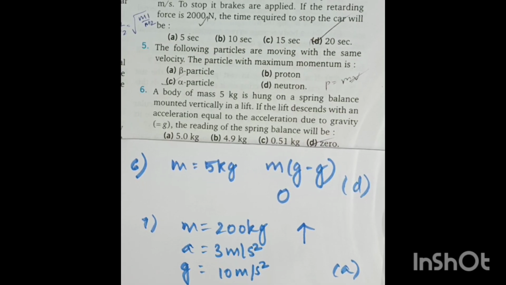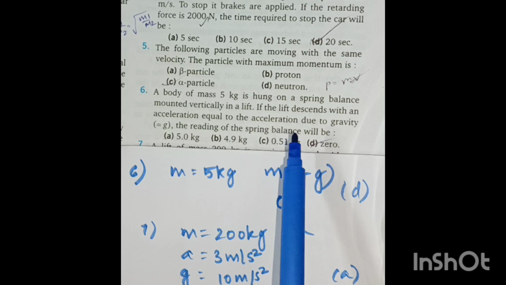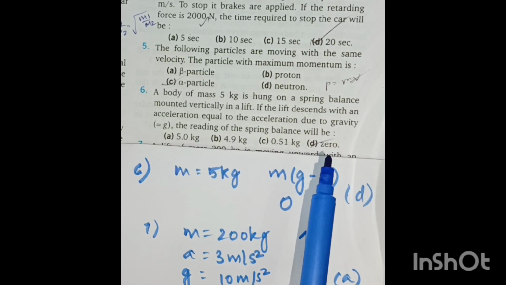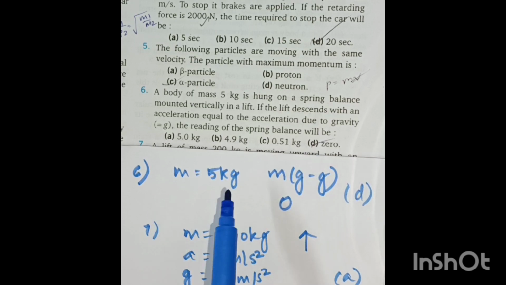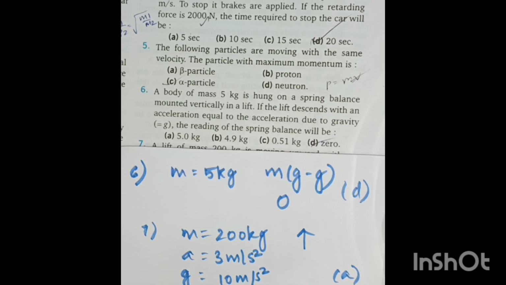Let us see the sixth question. A body of mass 5 kg is hung on a spring balance mounted vertically in a lift. If the lift descends with an acceleration equal to acceleration due to gravity, the reading of spring balance will be. So the lift is coming down with an acceleration that is equals to acceleration due to gravity. So what will be the reading of spring balance?